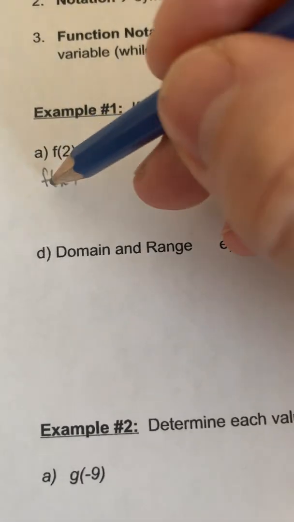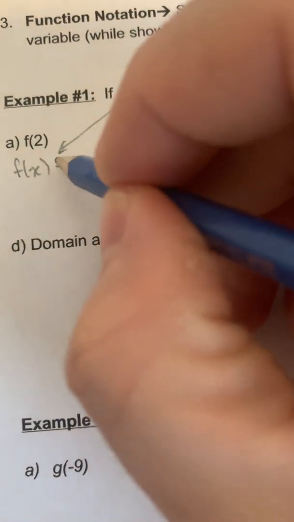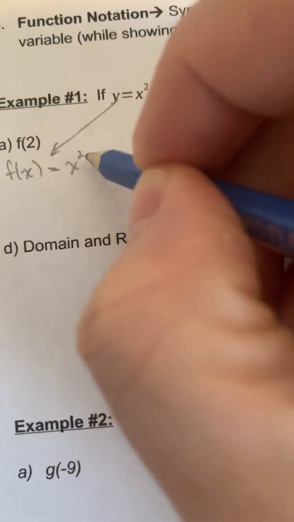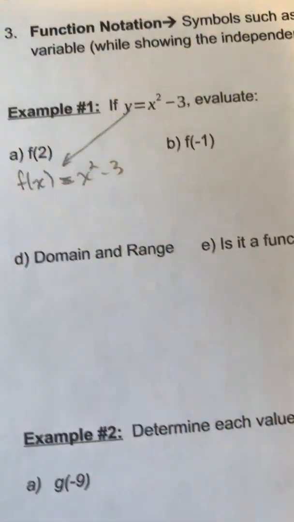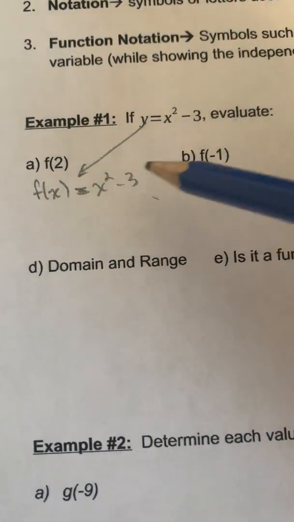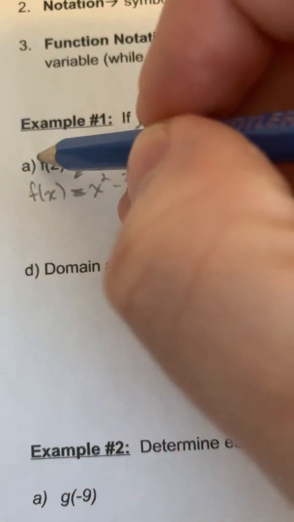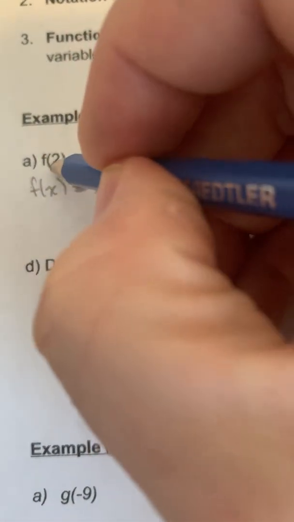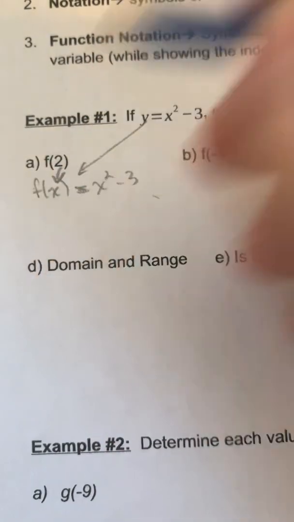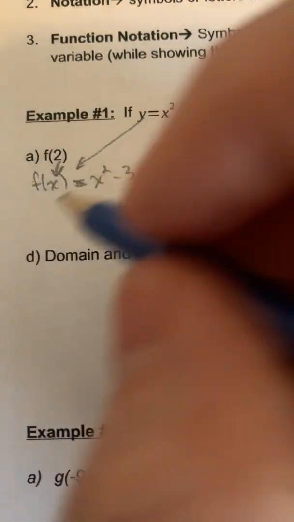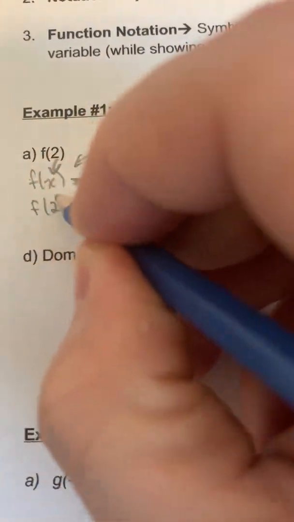Okay, so we're changing the y to f of x now. So we have f of x equals x squared minus 3. Now instead of f of x, they're saying it's f of 2. So we're going to substitute the 2 into the x here. So we have f of 2.